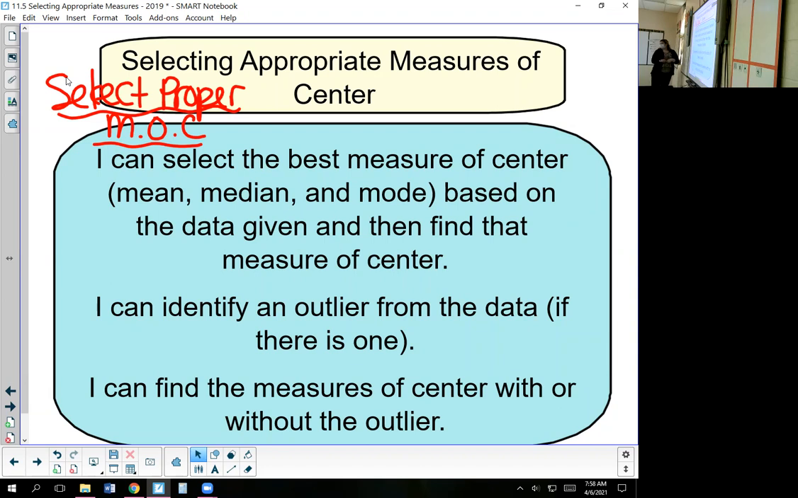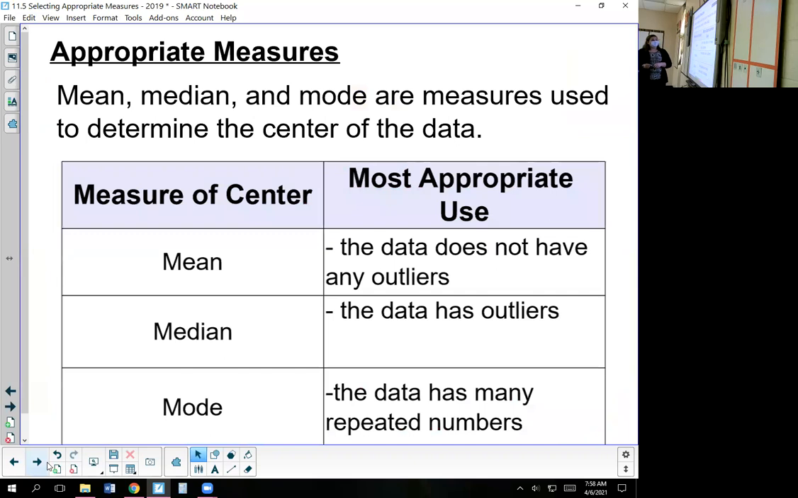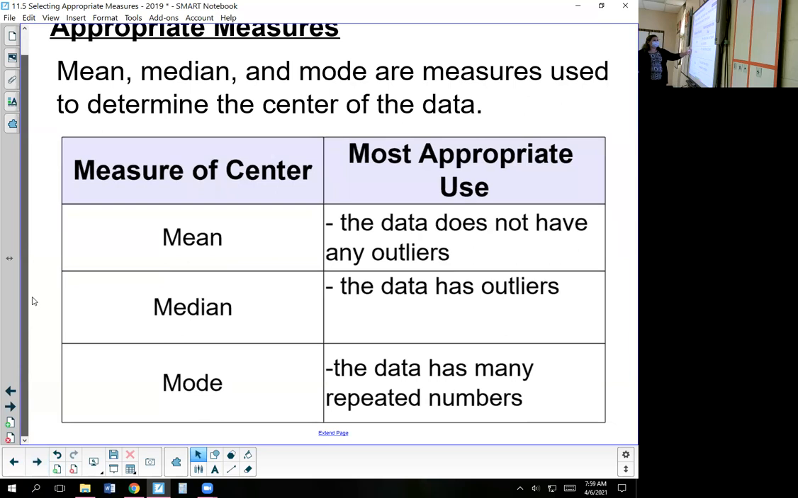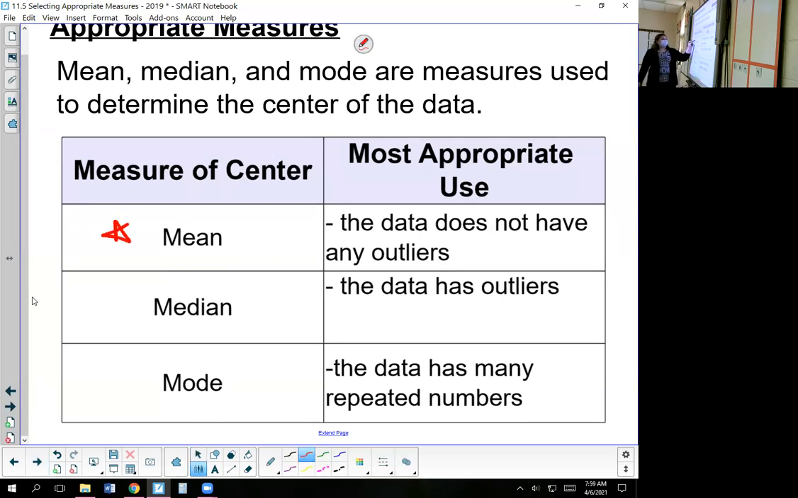So if I ever say MOC, measure of center, cool. Okay, so this part's important. To select an appropriate measure of center, we have to look at what's there and what's not there. So here's what I want you to write down. This is very important. I'm going to find the mean if there are no outliers. Write that down: mean if there are no outliers. So if I don't have an outlier, I'm going to find the mean right off the bat.